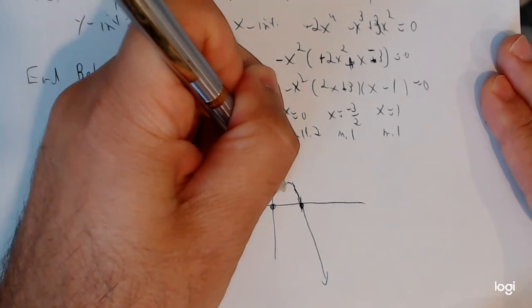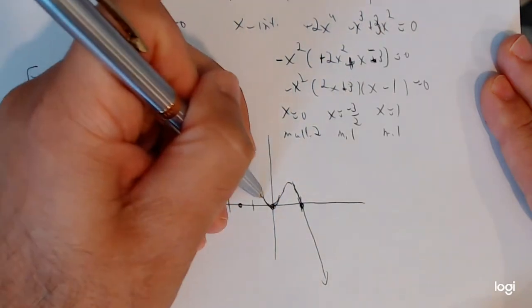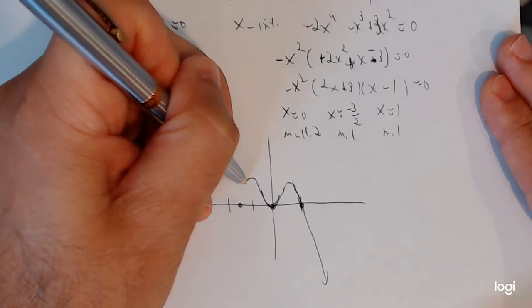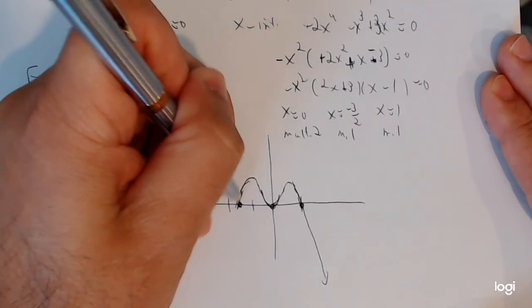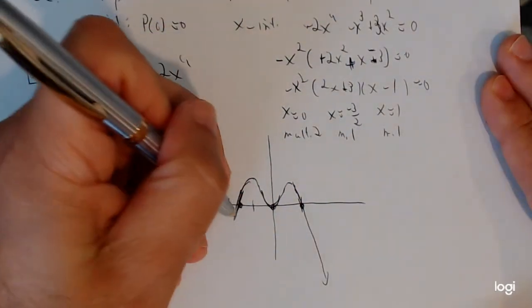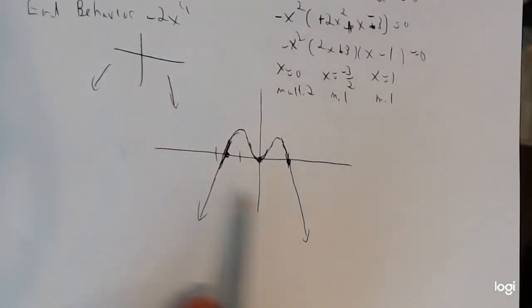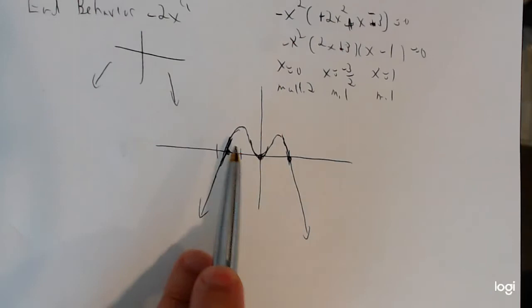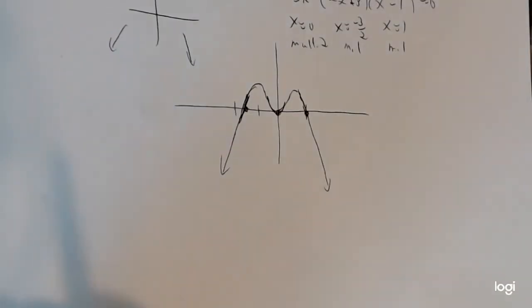At 0, the multiplicity is 2, so it's going to bounce off. It's going to look like a parabola. It's going to go up, and then it's going to have to turn around and come back to negative 3/2. And it's going to cross, and it's going to be more linear because the multiplicity is 1. And then it's going to go down forever because of my end behavior, right? So notice how the end behavior kind of kicks in after my last x-intercepts, okay?